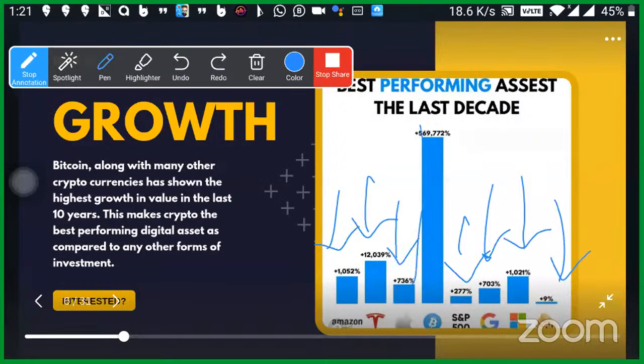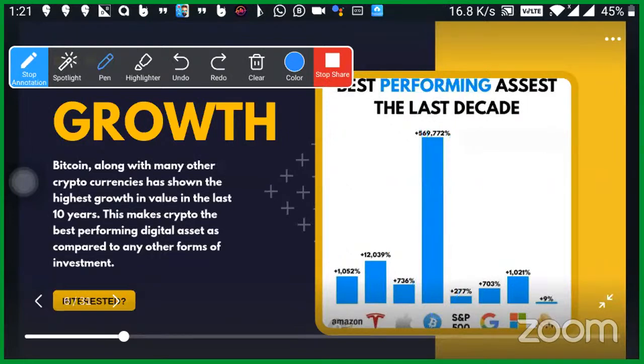And again, see a long tower, a long tower. What is this? This is actually the growth of Bitcoin in the last 10 years. If somebody sees how much Bitcoin has grown, you can see here, it has grown almost 5 lakh 70,000%. I don't know how you call it in millions, but you can read yourself. So this is the most profitable asset of all time.